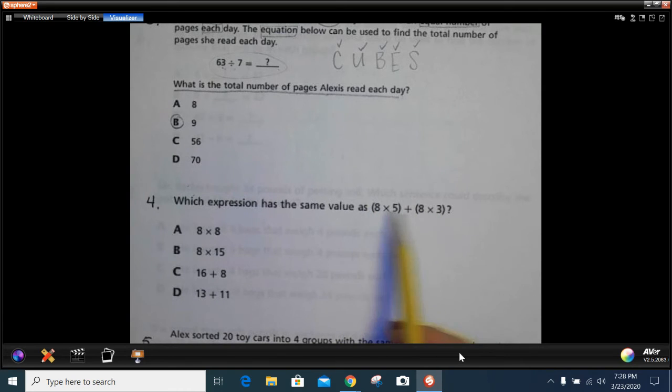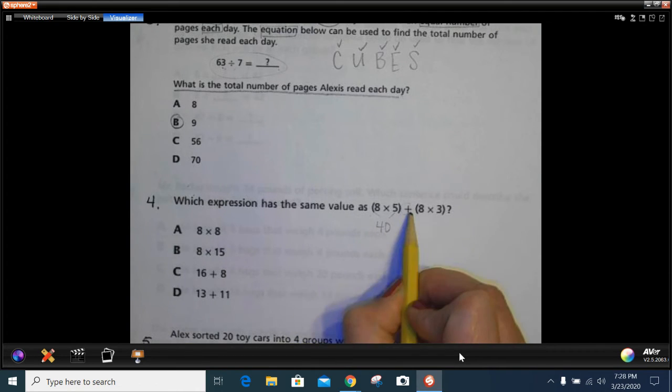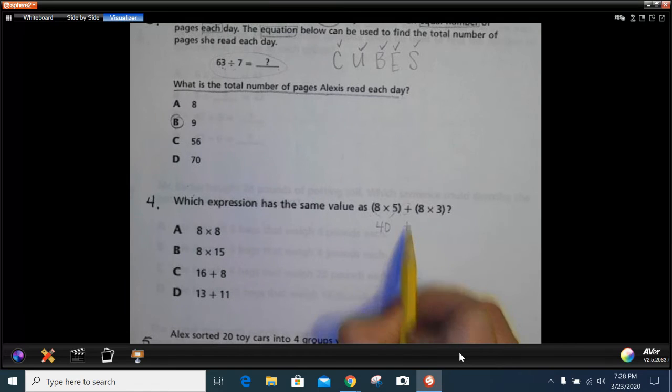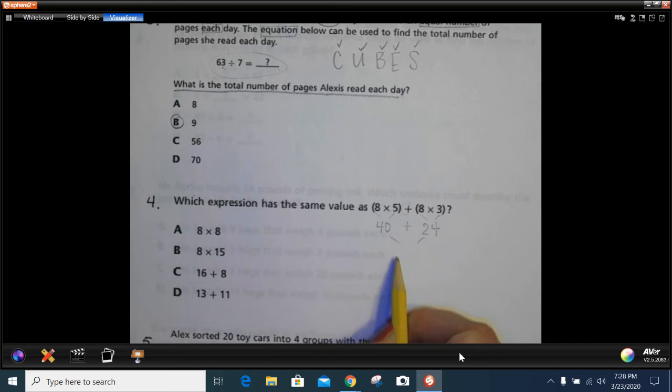Which expression has the same value as 8 times 5 plus 8 times 3? Kind of new, not really. We don't really do too much with parentheses in third grade, but it is not a difficult concept. What the parentheses are telling us is that we have to do what's inside of these before we do what's on the outside of them. So we would do this first. 8 times 5 equals 40. We're going to bring that right straight down. And then we're going to do this. 8 times 3, 24. 40 plus 24 equals 64.